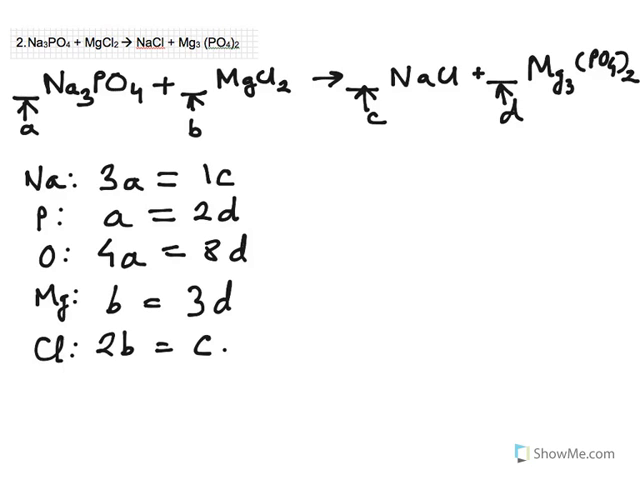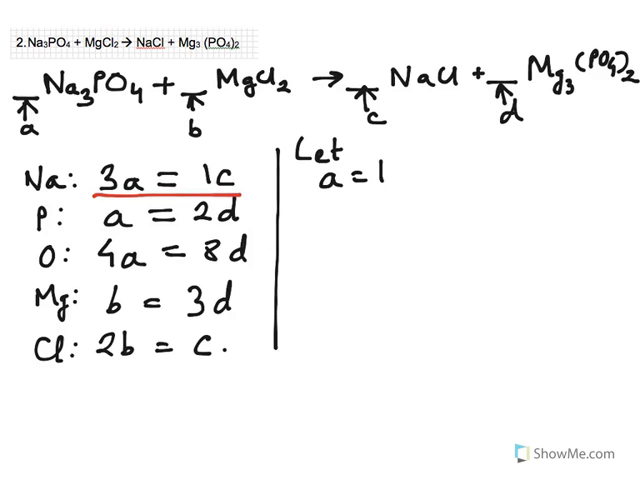Now that we have all our equations set, we can set one of the variables to be equal to 1. So, just like before, let's say A equal to 1. And now that we know one of our variables, we can start off with the very first equation we have. So we have 3A equal to 1C.